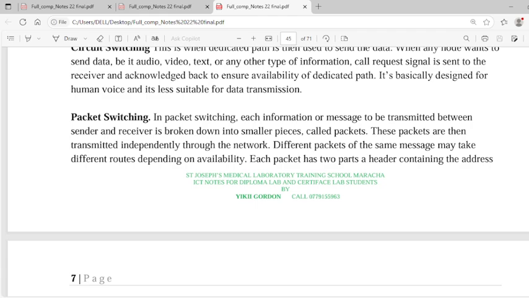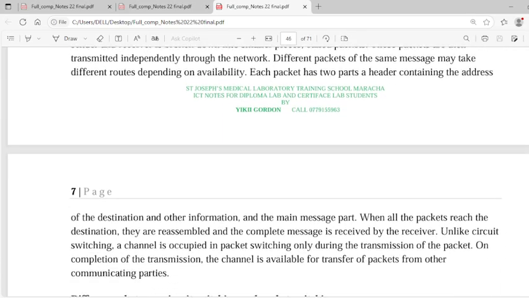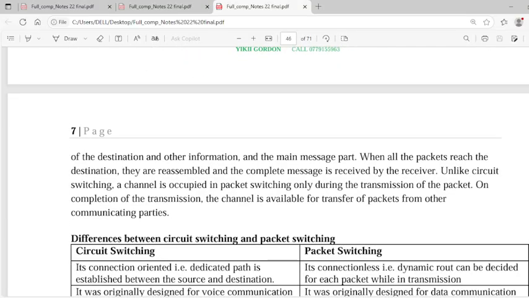Each packet has at least two parts, that is a header containing the address of the destination and other information, and the main message part. When all the packets reach the destination, they are reassembled and the complete message is received by the receiver. Unlike circuit switching, a channel is occupied in packet switching only during the transmission of a packet.